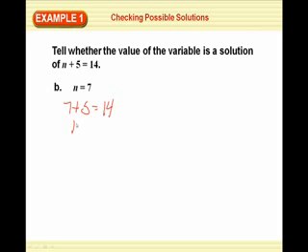Well, 7 plus 5 is 12, and 12 does not equal 14. If you put a line through the equal sign, it means does not equal. So we would say no. No solution. No is fine, but I'm just trying to practice writing with my pen.